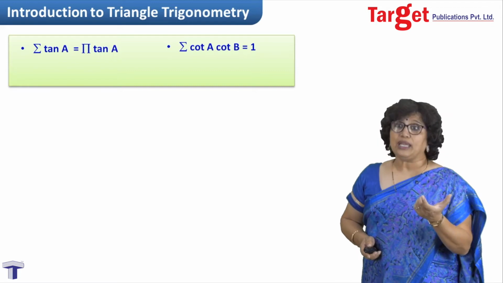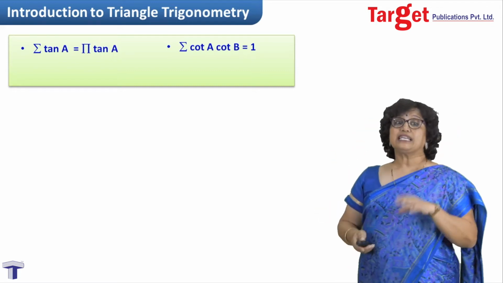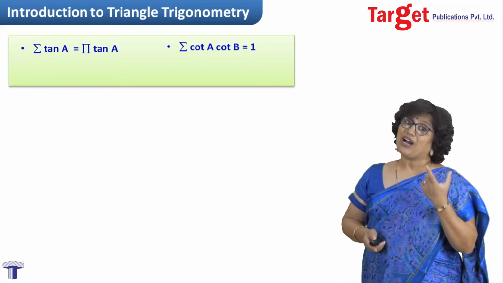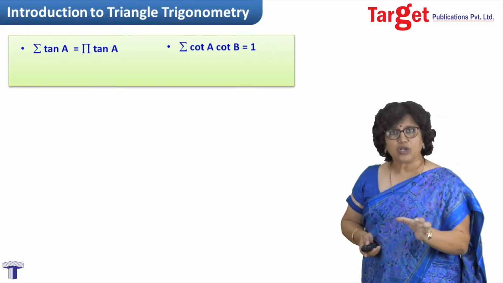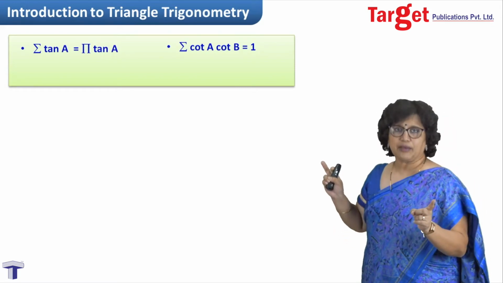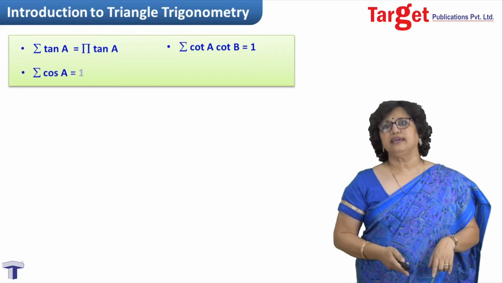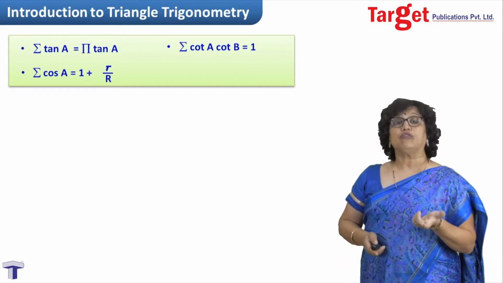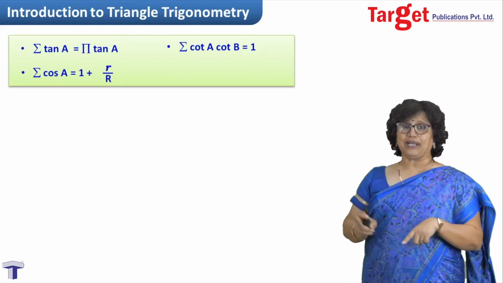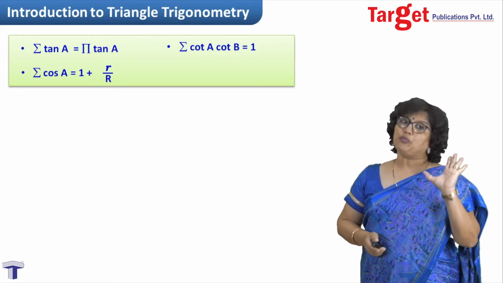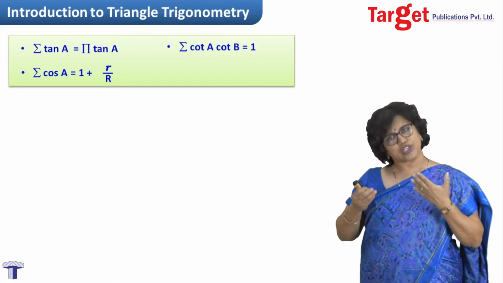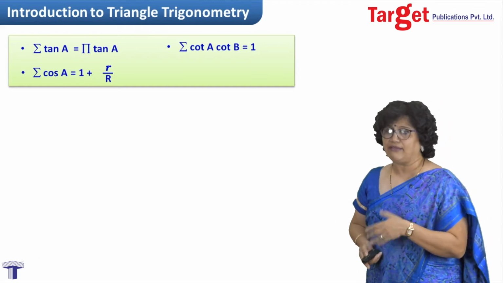Now, from here only, I have derived the next one. That is sigma cot A cot B equal to 1. Sigma cot A cot B means cot A cot B plus cot B cot C plus cot C cot A. Instead of writing that big expression, I have used sigma notation. Now, sigma cos A equal to 1 plus small r upon capital R. Now, again, I am not getting into proof part. If you are interested, you just take paper, pencil and try to derive it.